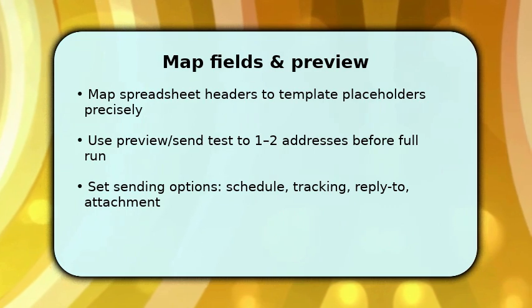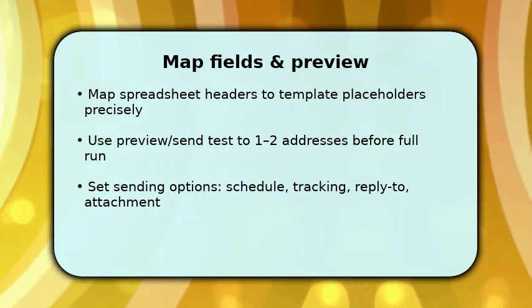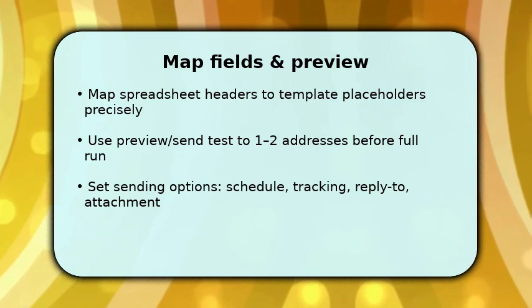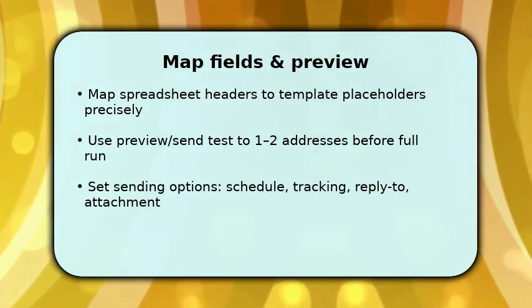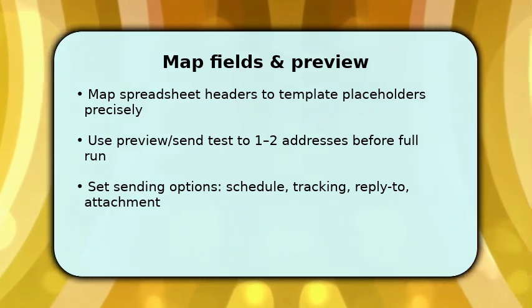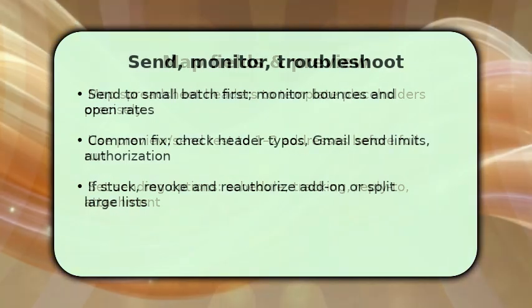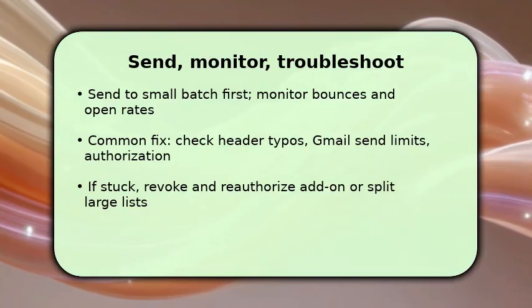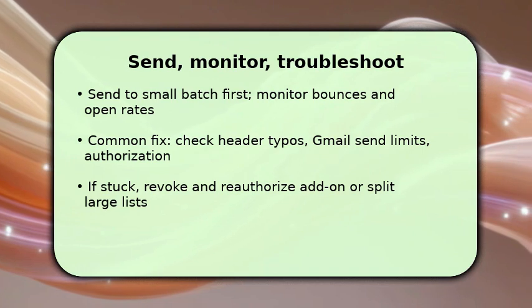Then choose sending options like immediate versus scheduled delivery. Enable open tracking if available, and set a reply to address to centralize responses. You now execute the final send, but start small. Dispatch to a controlled batch to watch for bounces, rate limits, or personalization errors.